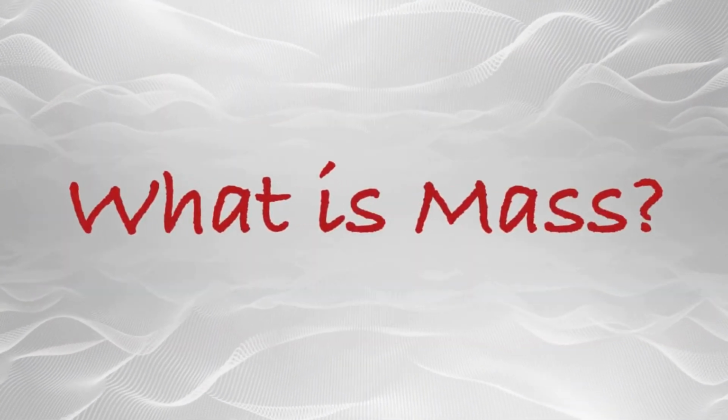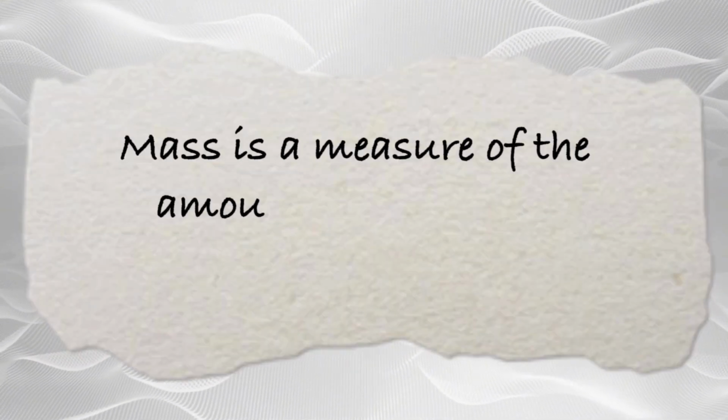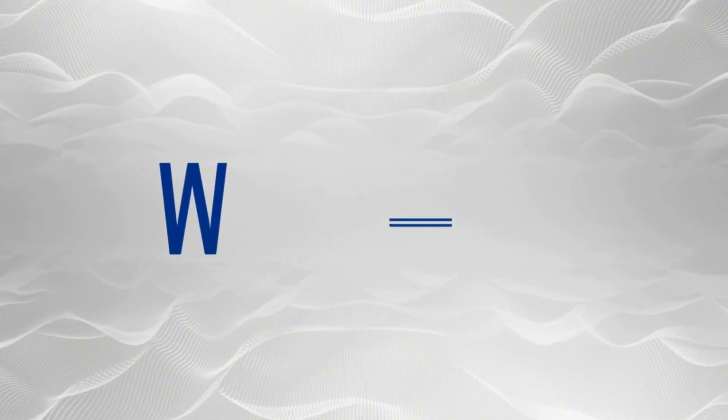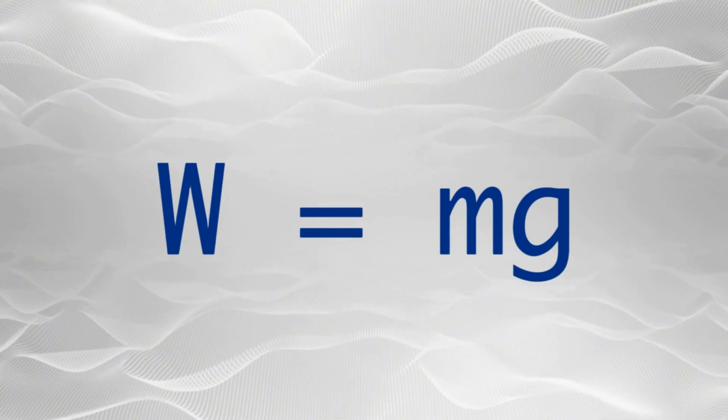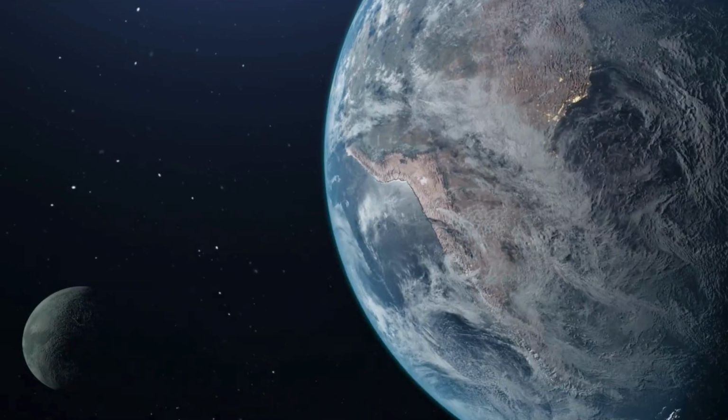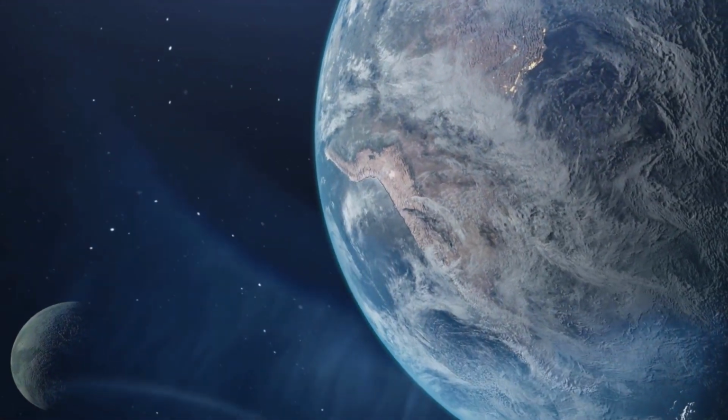What is mass? Mass is a measure of the amount of matter in something. Mass is different than weight. Weight is mass multiplied by gravitational acceleration. So weight varies by where an object is located. But the mass is the same everywhere, on Earth, on the moon, or any other planet.